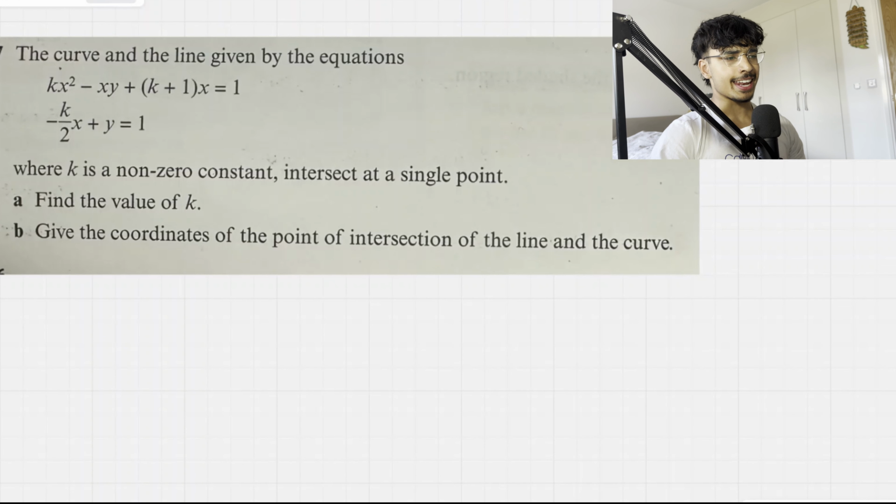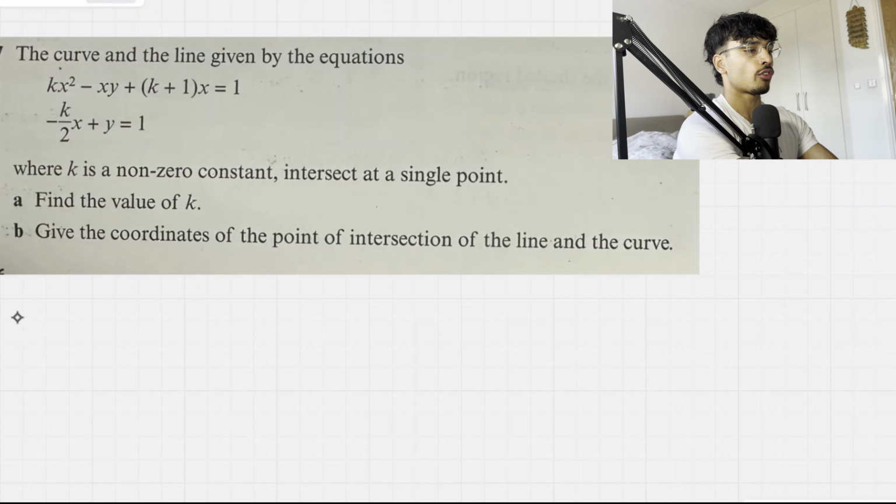The curve and the line given by the equations kx squared minus xy plus (k plus 1)x is equal to 1 and minus k over 2 x plus y is equal to 1, where k is a non-zero constant, intersect at a single point. Now, whenever you are observing k's and x's, something should be screaming out towards you. The discriminant, b squared minus 4ac. We know that it intersects at a single point, therefore b squared minus 4ac will be equal to 0. Okay, now we need to find the value of k. How on God's green earth do we do that?